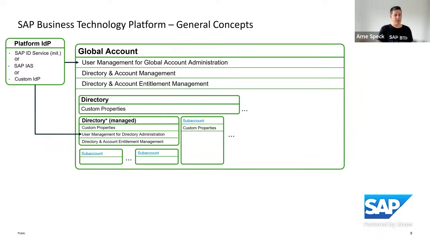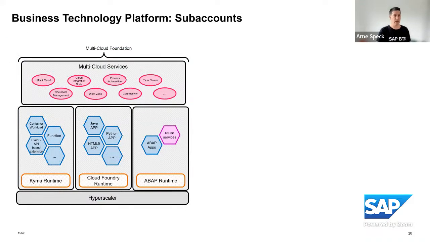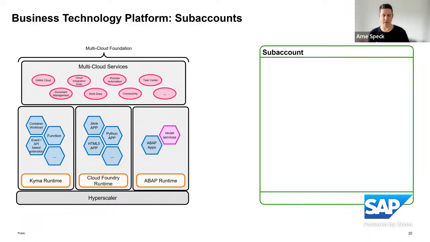Now, what else did we see? We also saw that we are doing entitlement management, so also for the directories or for the different sub-accounts. And yes, in the directories, there's also the possibility to enable user management and entitlements on directory level. So now coming to our sub-accounts. Basically, if we have a look at the overall BTP platform, we will see the services, we will see the runtimes, and we will see the hyperscaler. So what do you need to do and what does such a sub-account actually look like?